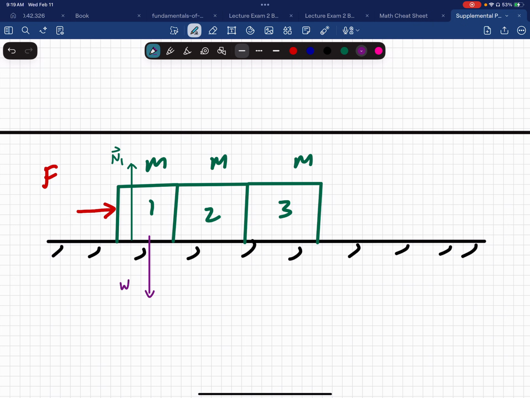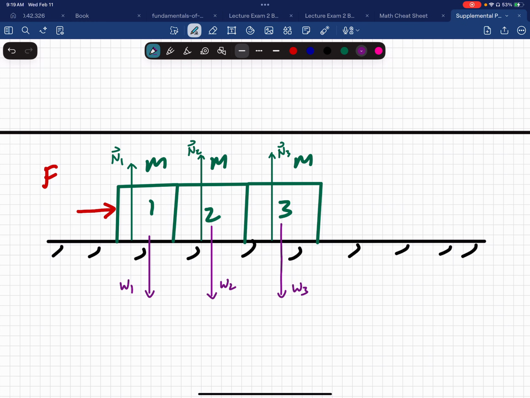Okay, second is again the normal force n2, and then you have the weight, and finally this one, and then the weight. Simple enough. Now since I have mentioned that all of those are identical, the notations are just for completeness, but we will be using the same masses.